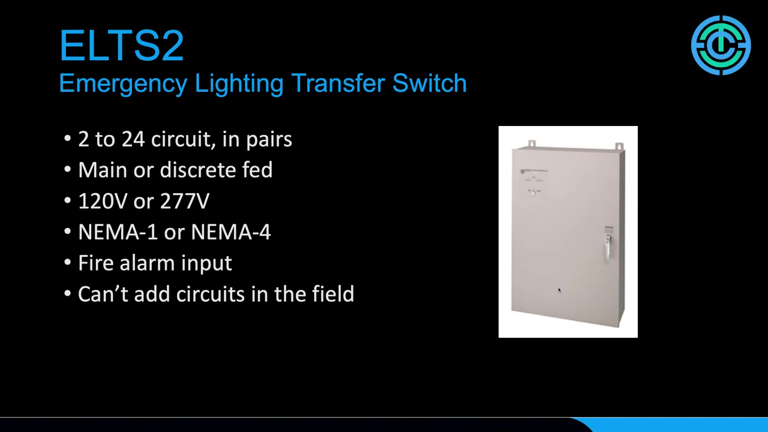We have our ELTS2, which has been manufactured in UL 1008, listed for 20 years. It comes in a variety of 2 to 24 circuits. It can be either emergency mains fed, so that is a high current single phase or 3-phase power feed, or discrete fed. So if you've got an emergency breaker panel with individual feeds, this panel can be ordered as discretely fed. It's available in 120, 277 in a NEMA 1 or a NEMA 4 enclosure. It has a discrete fire alarm input for transferring. So again, fire alarm can be tied directly to this transfer device.